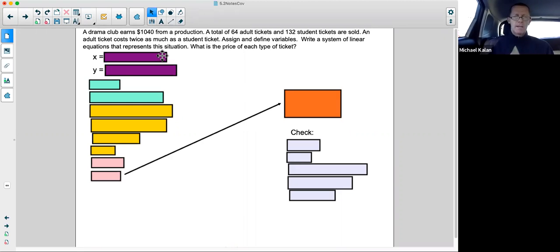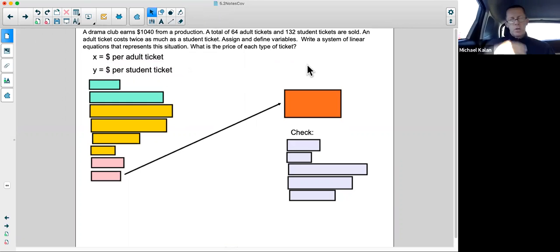It doesn't really matter what you make x, but if you want to do it like I did, I'm going to set x equal to the price per adult ticket in dollars, okay? So then obviously y is going to be the price per student ticket, okay? You could do it the other way around, totally fine, doesn't matter, but that's how I chose to do it. Okay, so what are we going to do here in order to figure this out?